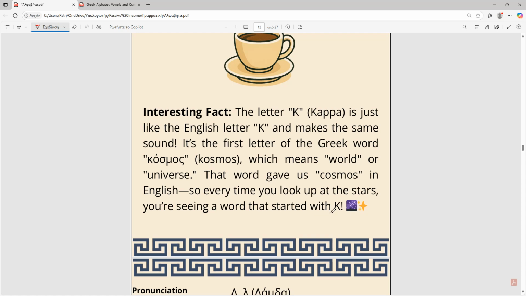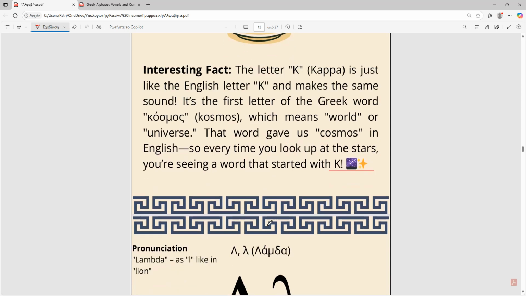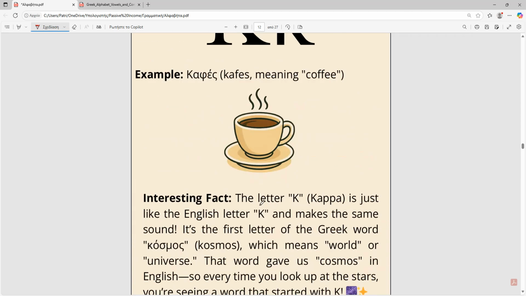Very, very interesting to see that when you look up at the sky, cosmos, universe. But mostly, as I said earlier, we use it to talk about people. We describe people, like when we go into a crowded place, for example. Very good. This is the letter kappa.